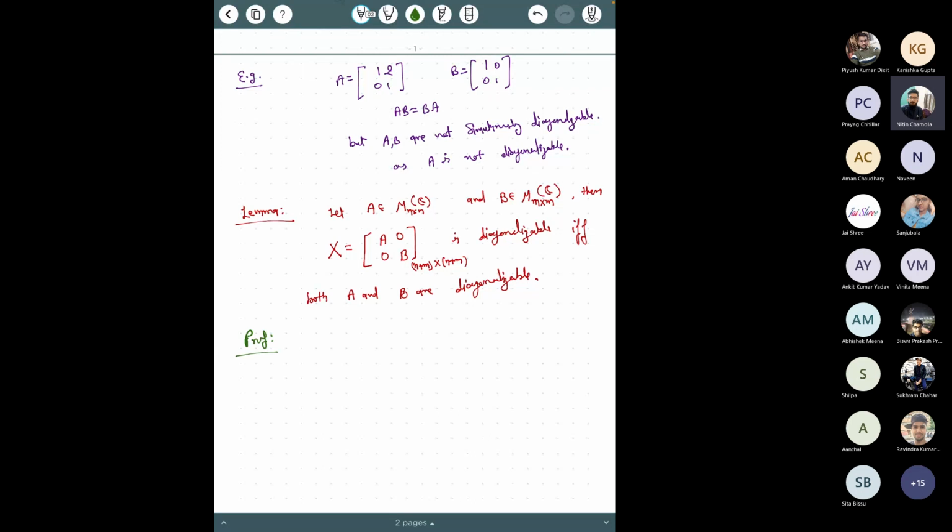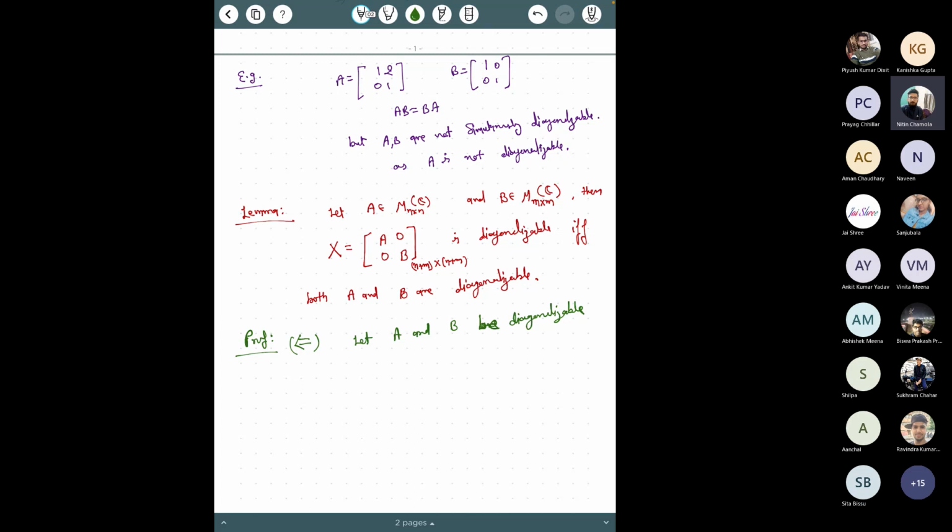We have to prove both directions. It is an if and only if result. So let us prove the only if direction first. Suppose that A and B are both diagonalizable. Let A and B be diagonalizable. Now using this, we have to prove that X is diagonalizable, right?